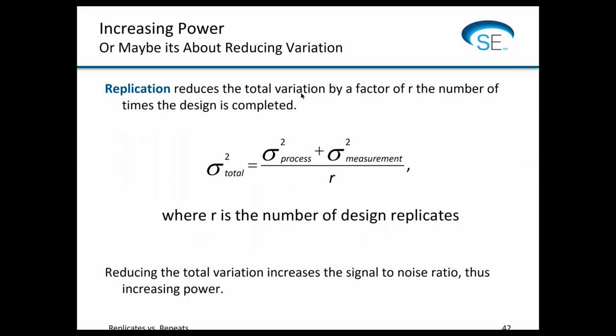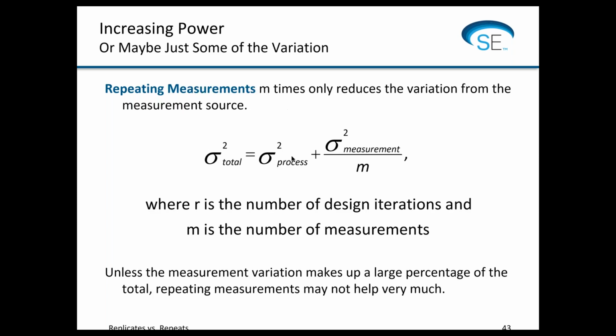So replication reduces the total variation by a factor of R, where R is the number of design replicates. So you're replicating the run, you're reducing both the process variation and the measurement variation. So it reduces the total variation, increases the signal to noise ratio, and increasing the signal to noise ratio increases the power. Repeating the measurements only reduces the measurement part, okay?